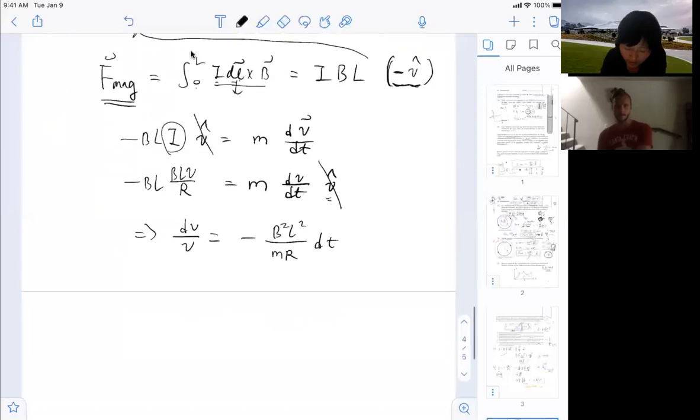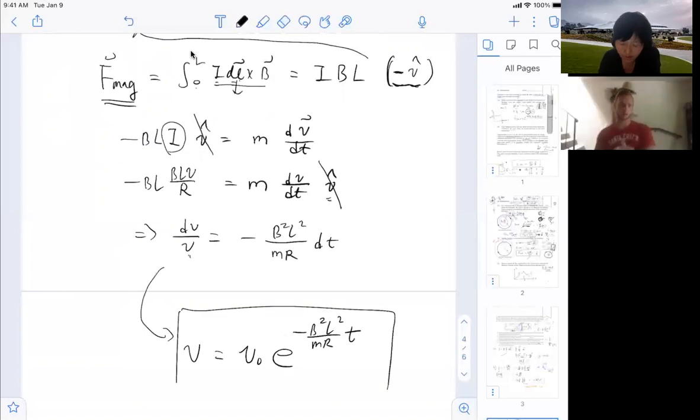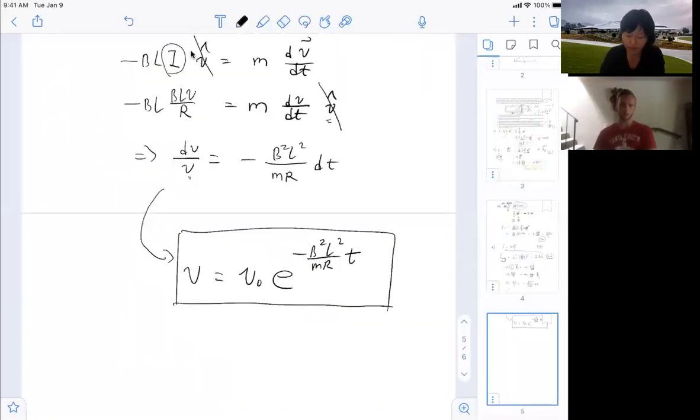Okay, so this one I can solve. This will give you a natural log. So I get v will be v naught times e to the power of negative B squared L squared over mR times t. So this is your equation of motion for your velocity as a function of time.